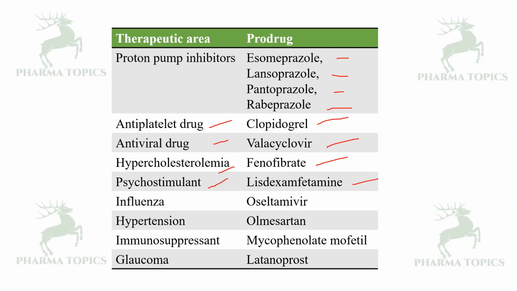For influenza, oseltamivir is a prodrug. Hypertension, olmesartan is a prodrug. Immunosuppressant, mycophenolate mofetil is a prodrug. And in case of glaucoma, latanoprost is a prodrug. So it's a very short, useful information on prodrugs. I hope it will be useful for you.